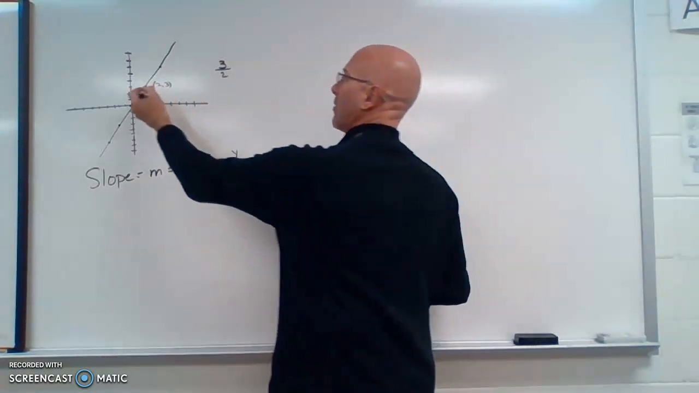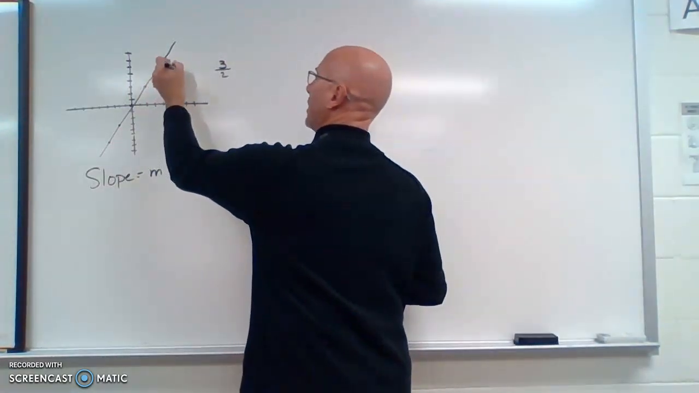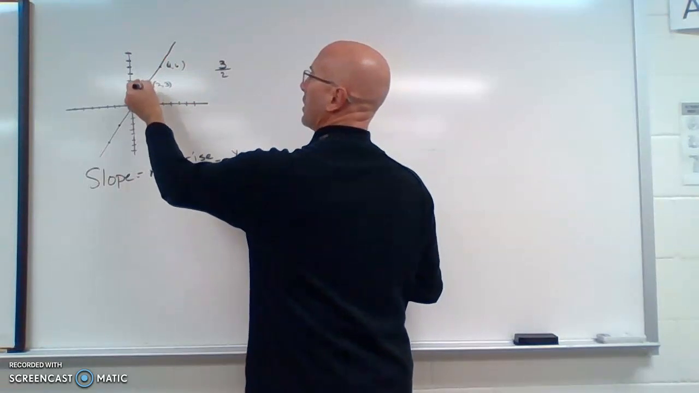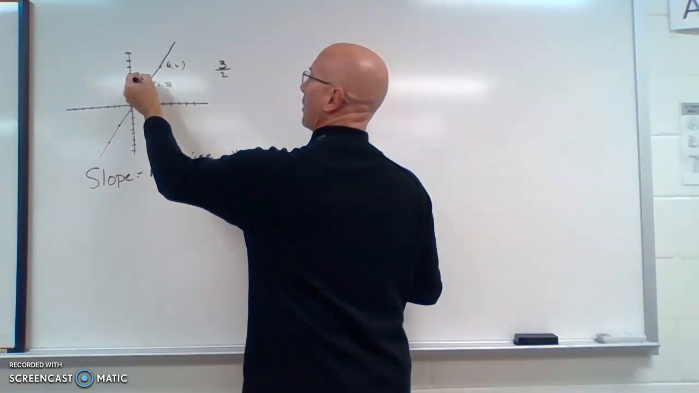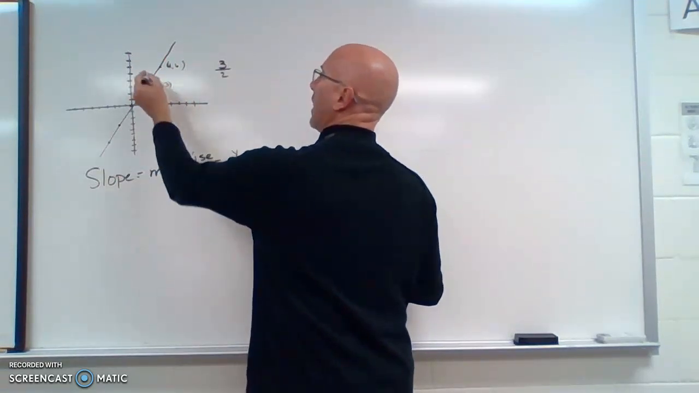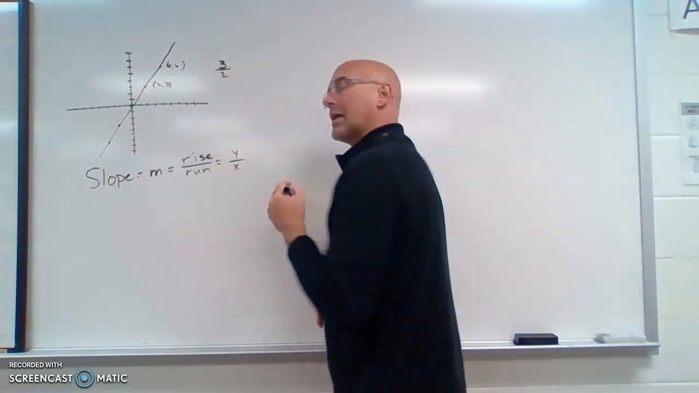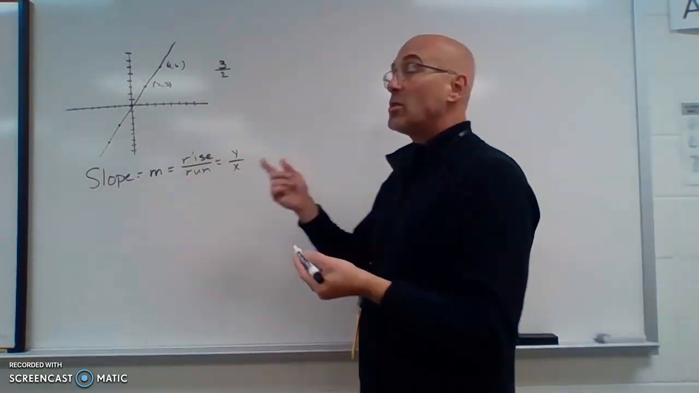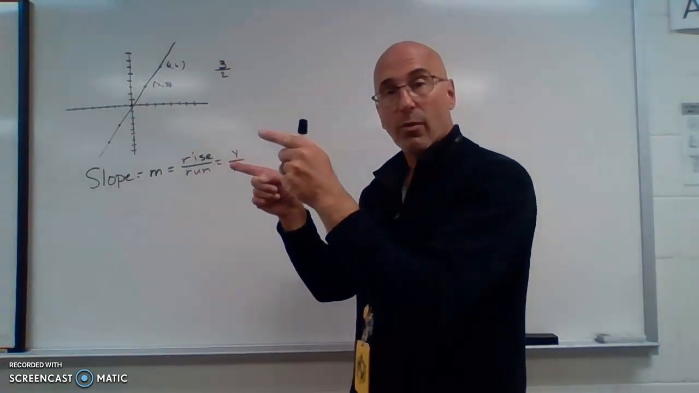We can do the same thing from this point. I drew the point (4, 6) right here. We can do the same thing. We go up 1, 2, 3, and then over 1, 2. So we get the same slope. We could also do it going backwards if we wanted to.